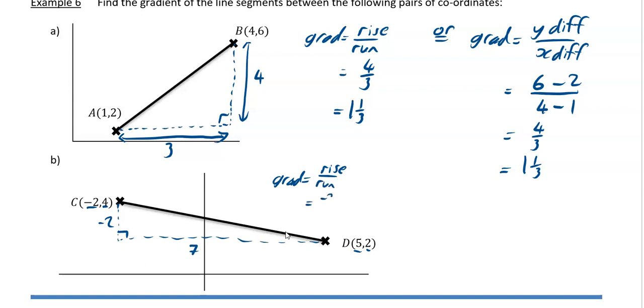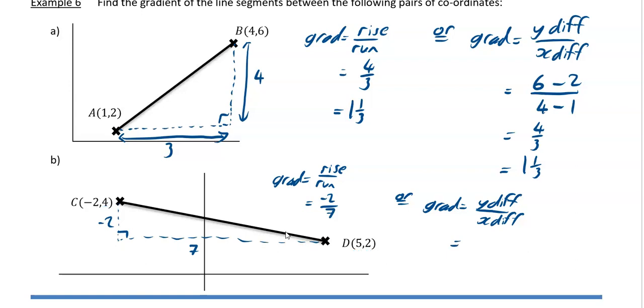And in this case, that's -2 over 7. And that is it, -2/7. There's nothing else we can do. Or my preferred way of doing it is my gradient is equal to my y difference over my x difference. And you just have to be very careful here with your positives and negatives in these questions.